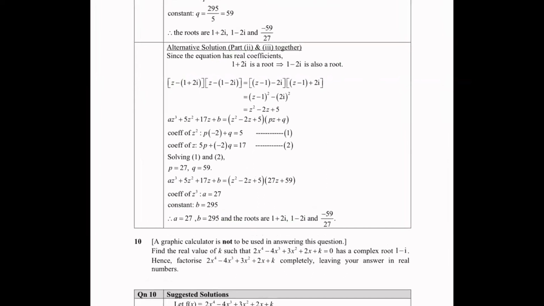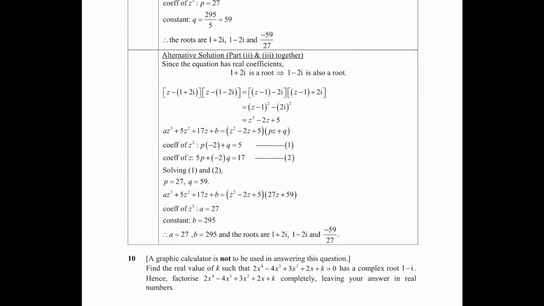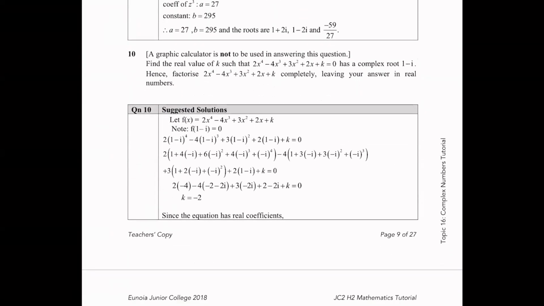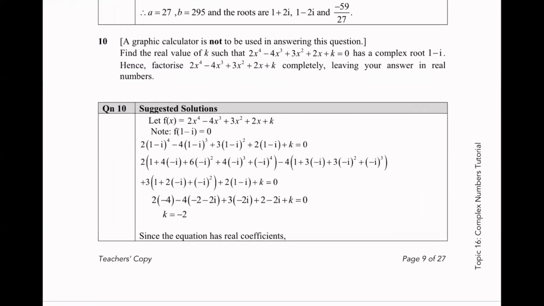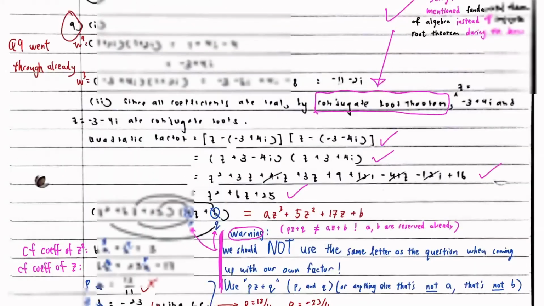Or do you want me to go through? You want me to go through? Okay, don't, it's okay, because we are on question 10. We are not done. We still have 15 questions to go. Okay, let's take a look at question 10 now.